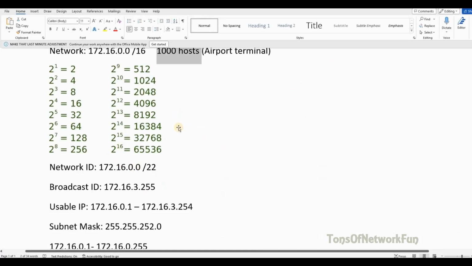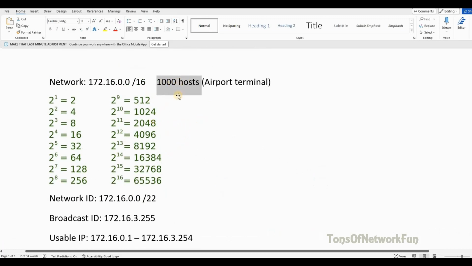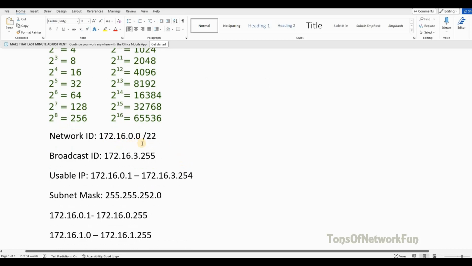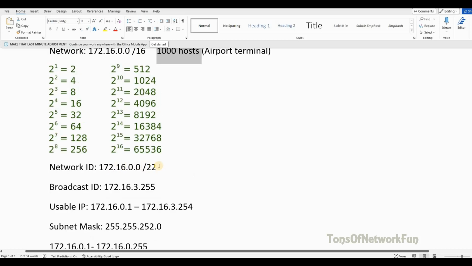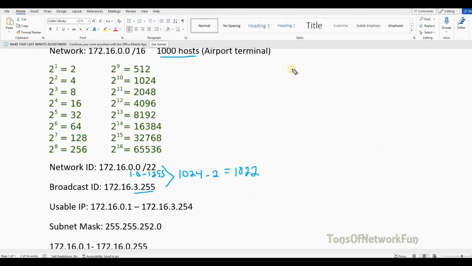We have seen how to calculate everything here, and now we have satisfied the entire requirement using just one subnet, because these 1,000 hosts will come from 172.16.0.0 all the way until 172.16.3.255. This one subnet alone will give you 1024 minus 2, because one will go for the network ID and one will go for the broadcast ID. You will still get 1022 usable hosts within this subnet.